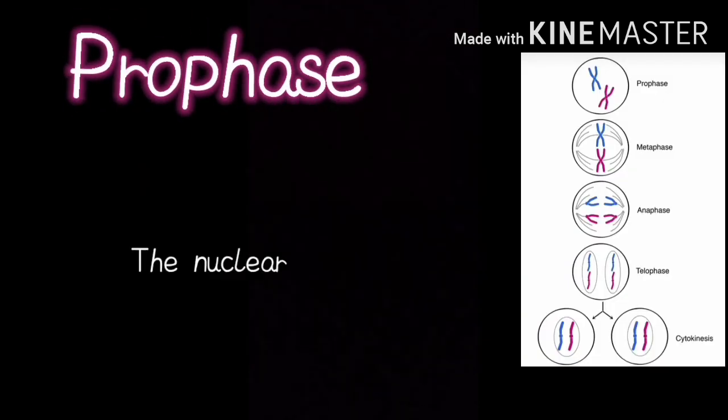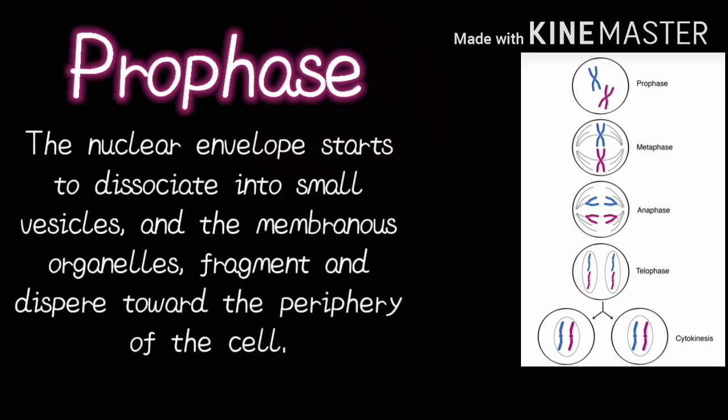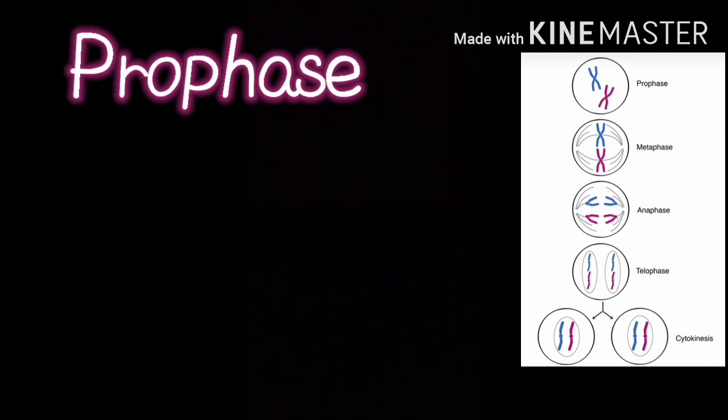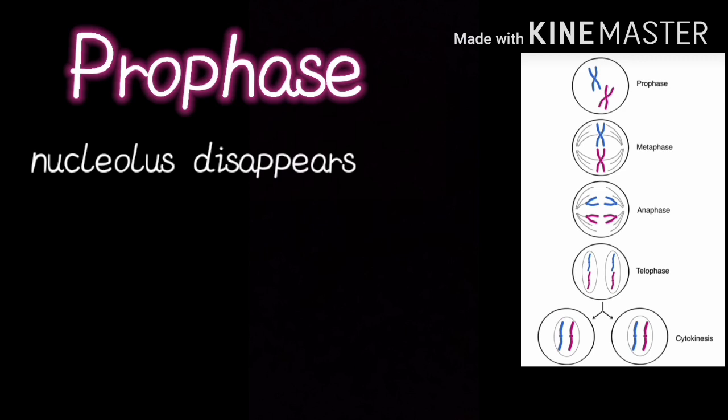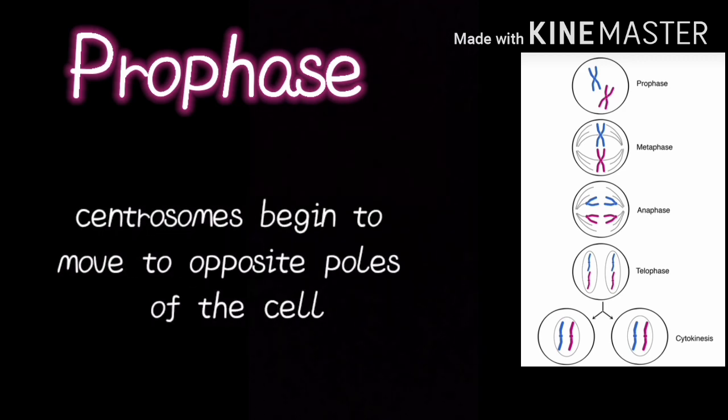Prophase. During prophase, or the first phase, the nuclear envelope starts to dissociate into small vesicles, and the membranous organelles fragment and disperse toward the periphery of the cell. The nucleolus disappears. The centrosomes begin to move to opposite poles of the cell. Microtubules that will form the mitotic spindle extend between the centrosomes, pushing them farther apart as the microtubule fibers lengthen. The sister chromatids begin to coil more tightly with the aid of condensin proteins and become visible under the light of a microscope.